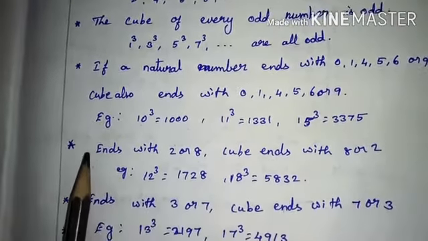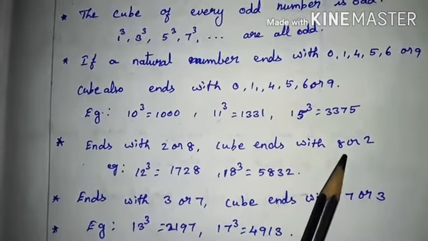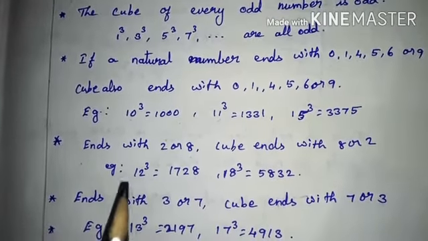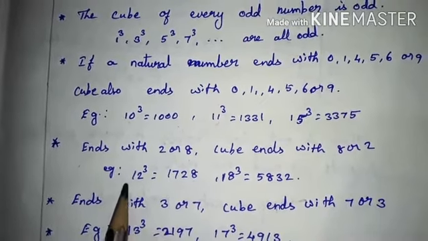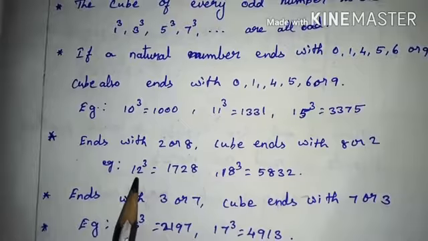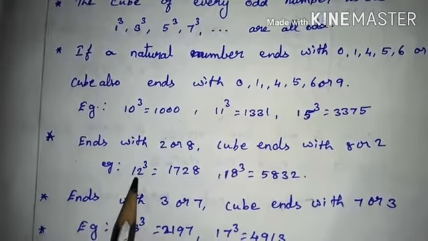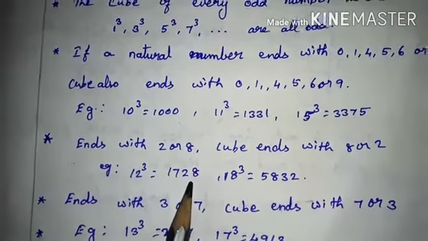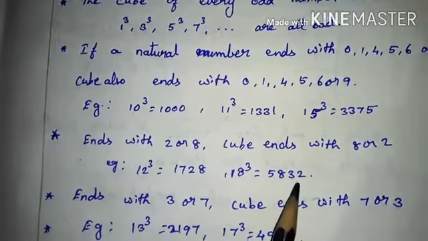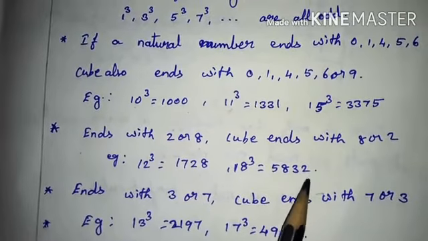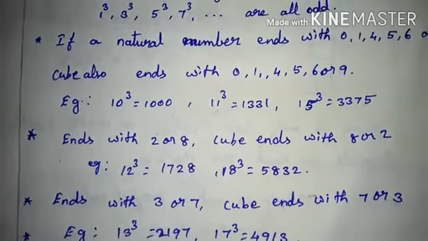Next property: if a natural number ends with 2 or 8, its cube ends with 8 or 2. That is, if the unit place of a natural number is 2, the unit place of its cube is 8. For example, consider 12. For 12 cube, the answer will be 1728. Here the ones place is 2, and in the cube the ones place is 8. Similarly, if the ones place of the natural number is 8, the ones place of the cube will be 2. In the same way, if the natural number ends with 3 or 7, the cube ends with 7 or 3.